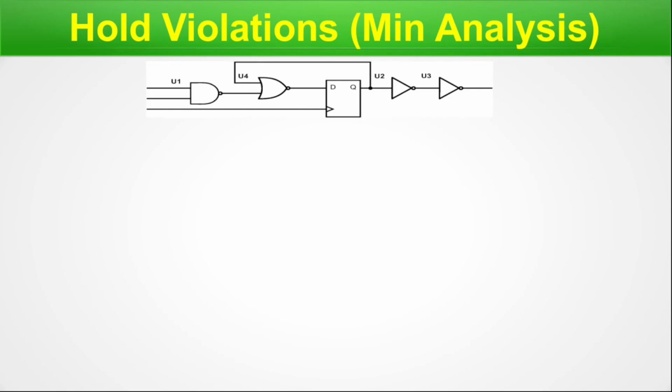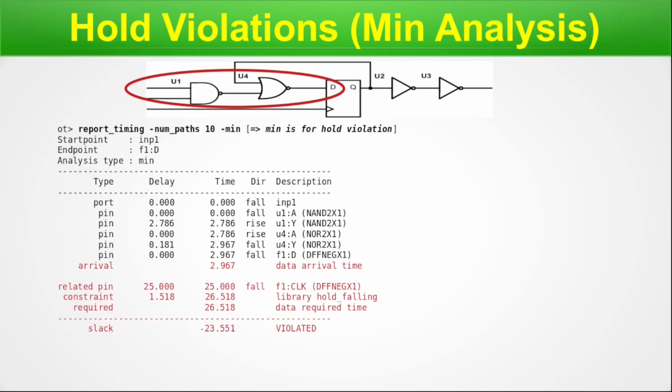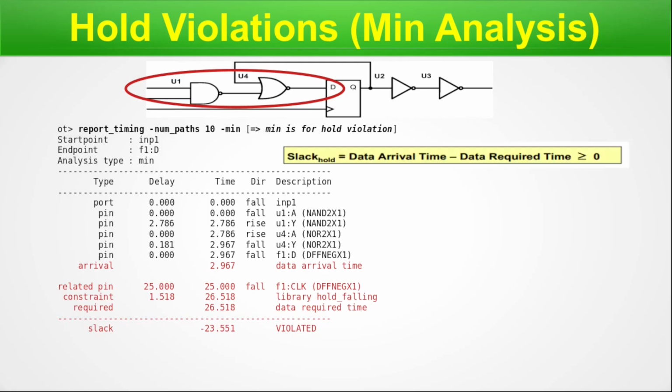Hold violations, min analysis. In this slide, we will explore how to catch hold violation in Opentimer STA. This is our design under consideration. We are interested in this particular path for hold violation. We run the report timing command with min option to trace the hold violation. You can see that the report has come. How to analyze the hold violation and be sure that this is a hold violation? To do so, we depend on the slack value.